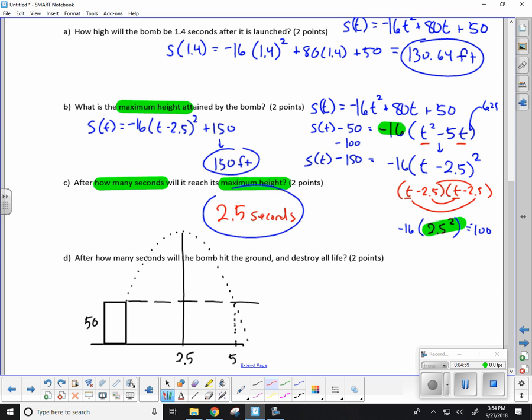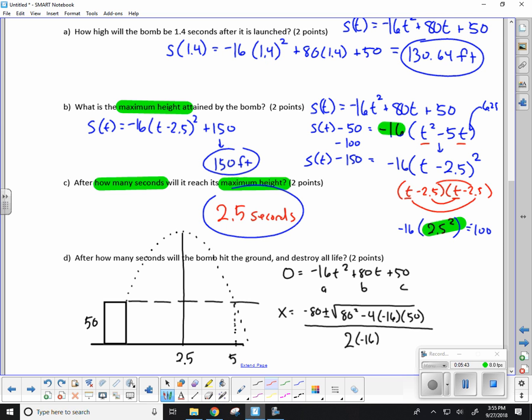So the only way we're going to solve this is by setting the function equal to 0. Set the function equal to 0, and you could use either function. I'm going to use negative 16t squared plus 80t plus 50. I'm going to use this in the quadratic formula and find t that way. So negative b plus or minus the square root of b squared minus 4ac all over 2a.